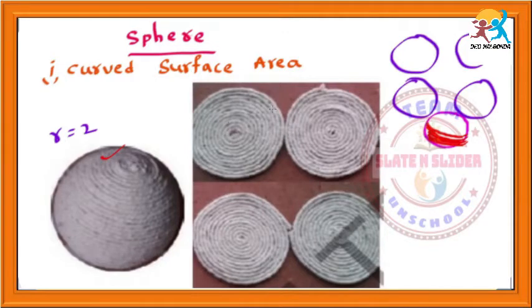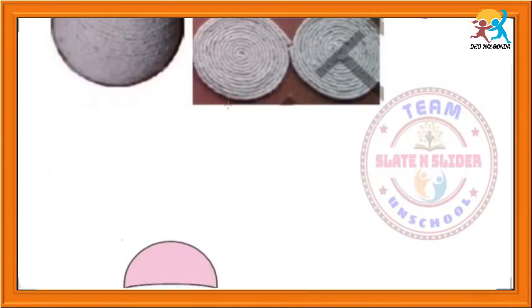So this thread will be filled in 4 circles. Just observe. So the area of one circle is pi r square, and these 4 circles have the same radius, so their areas are equal. So we have 4 circles, that's why their area is 4 pi r square. This area and the curved surface area of this sphere both are equal. From this we can conclude that the curved surface area, that is nothing but CSA, is equal to 4 pi r square.